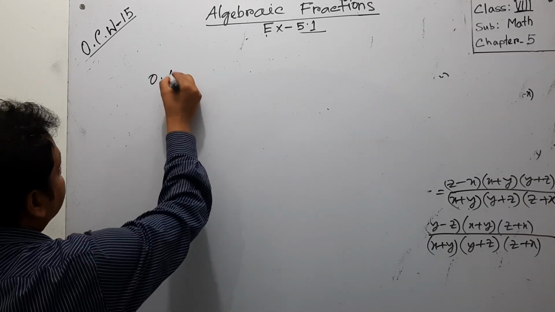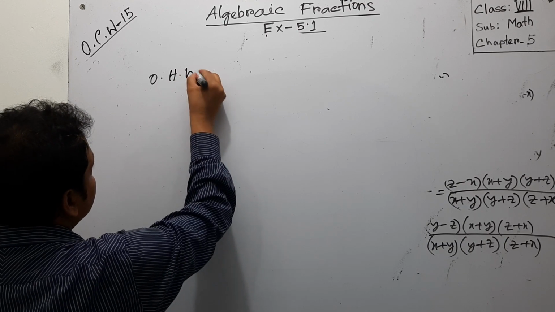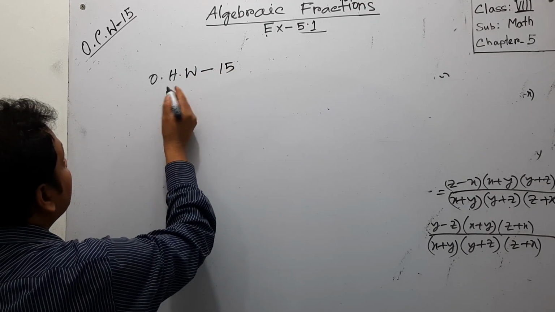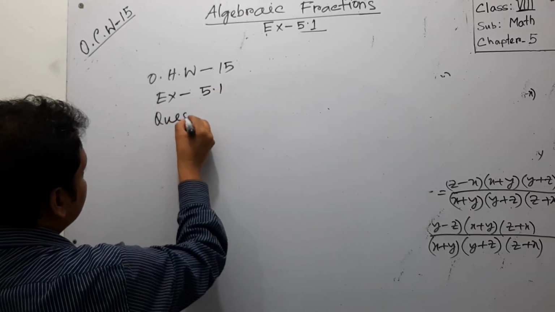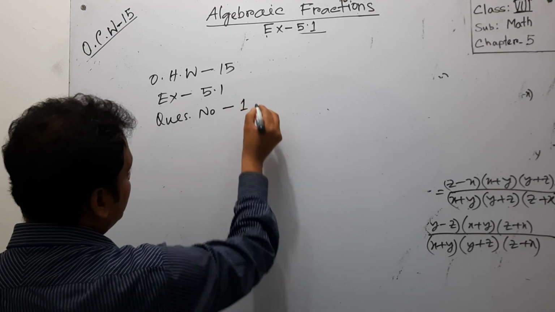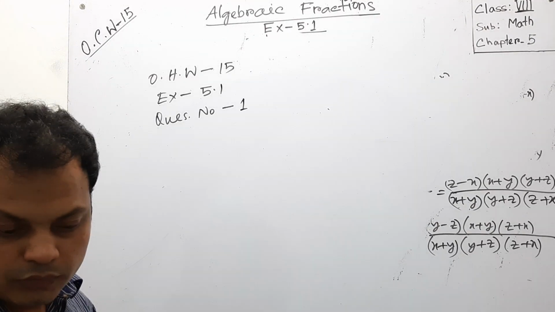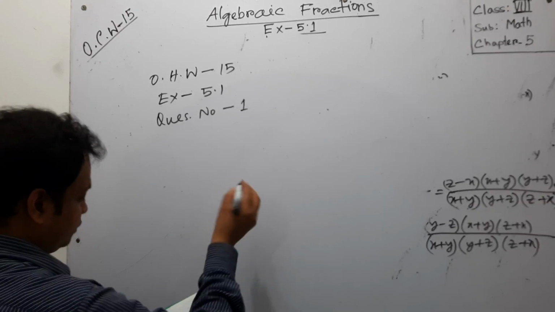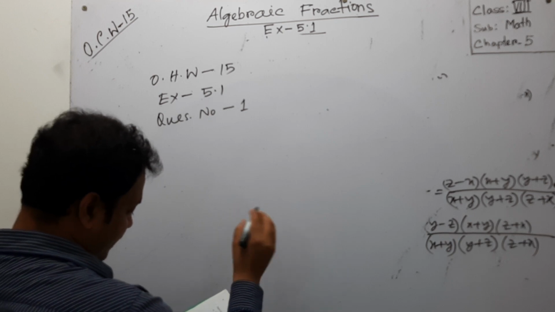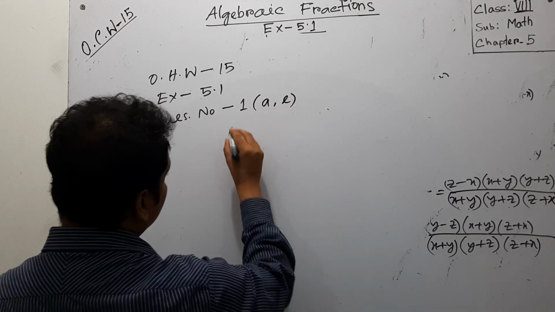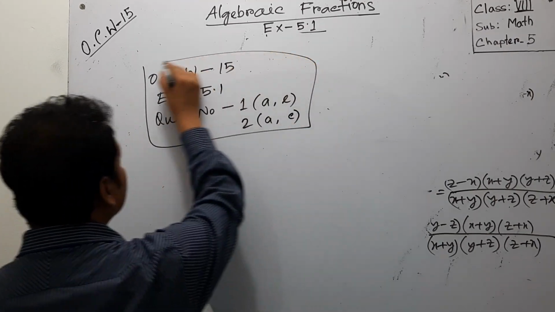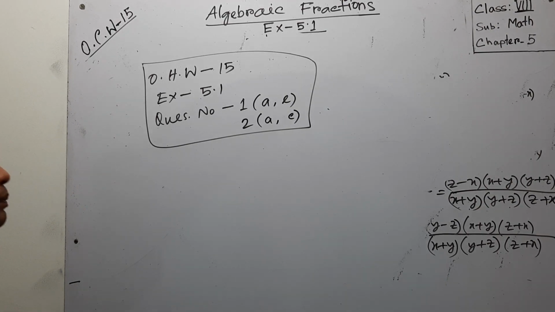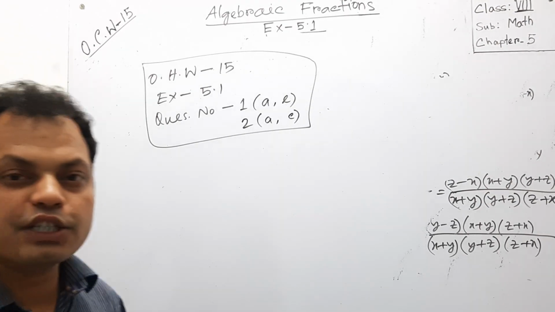Online homework number 15, exercise 5.1. From question 1 you will solve A and E, and from question 2 you will solve A and C. So this is the homework. You will do the homework in your homework copy and submit the copy when the school opens.